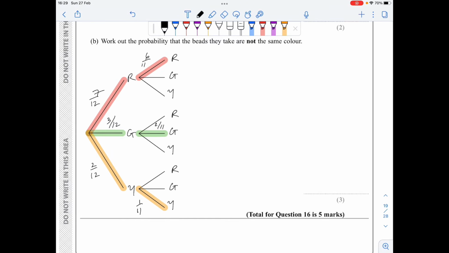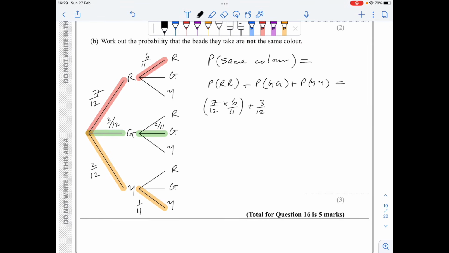So the probability of getting the same color is the following. Probability red, red plus probability green, green plus probability yellow, yellow. And if I substitute the numbers, I'm going to get the following. 7 over 12 times 6 over 11 for the red, plus 3 over 12 times 2 over 11 for the green, plus 2 over 12 times 1 over 11 for the yellow, and this will give me 25 over 66.